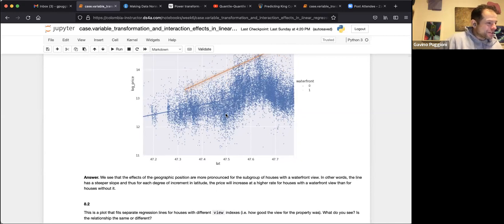Viviana, I completely agree with you. It's not the same being in front of the river in Bogota compared to the ocean in Santa Marta. Location interacts with waterfront, definitely.